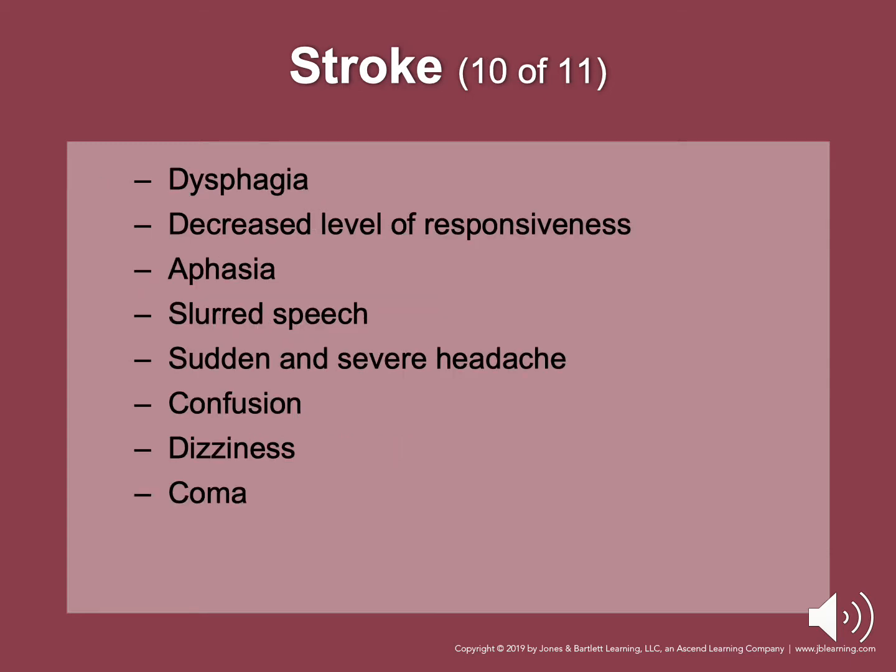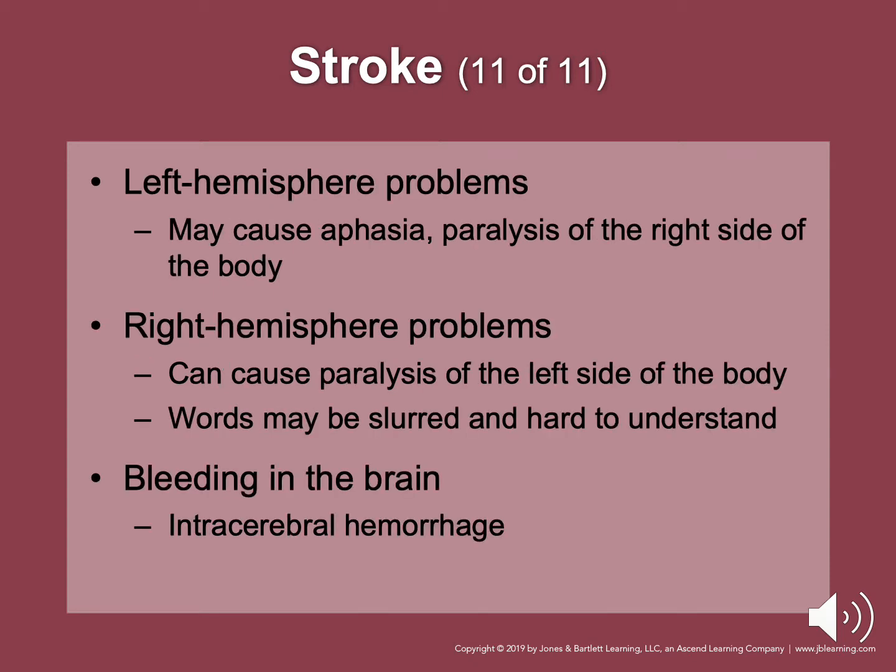These patients could also become combative, restless, have tone deviation, and also possibly a coma. All right, list of problems. Hemispherical problems may cause aphasia. Aphasia is the inability to produce or understand speech. Speech problems can vary widely. Receptive and expressive aphasia can cause paralysis on the right side of the body.